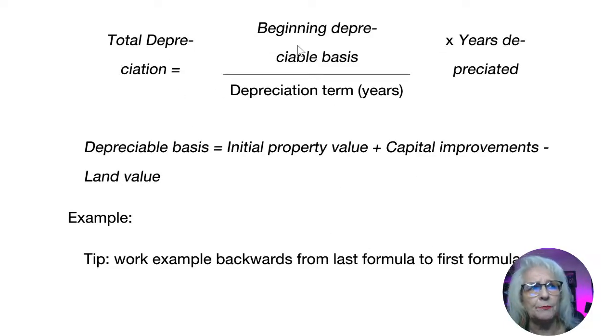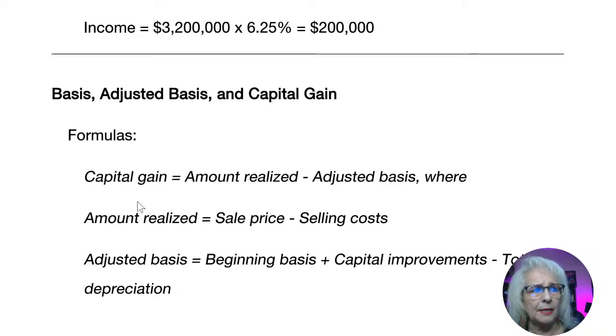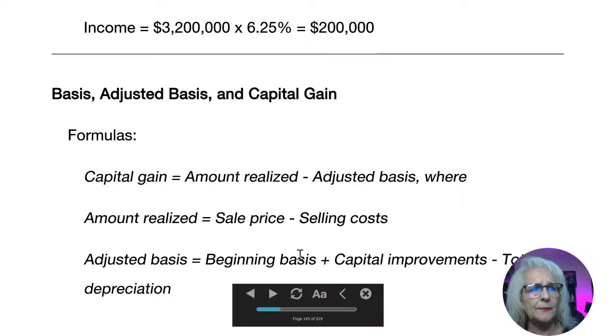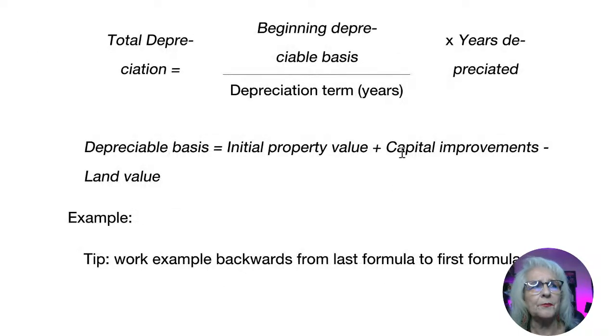So the total depreciation equals beginning depreciable basis, okay? The beginning value, the original basis, okay? Beginning basis there, divided by depreciable terms. See how many years they're going to do it. Term, depreciable term, how many years? Times the years depreciated. So depreciable basis equals your initial property value when they bought it, plus the bedroom and the garage, minus the value of the land.